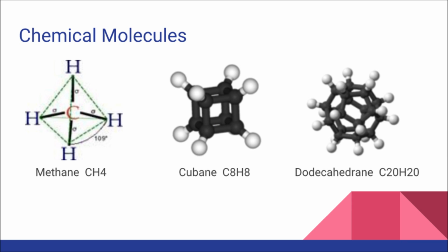Due to the nature of the chemical bonding angles of elements such as carbon and hydrogen, there are some chemical molecules that closely resemble Platonic solids. A methane molecule is shaped like a tetrahedron. A cubane molecule is shaped like a cube. A dodecahedron molecule is shaped like a dodecahedron.